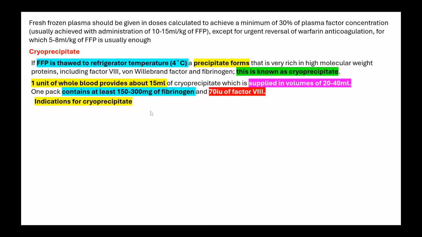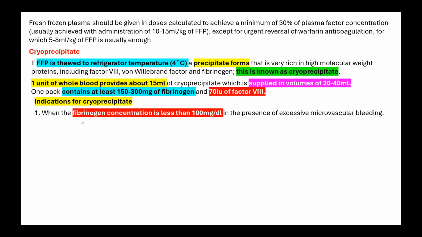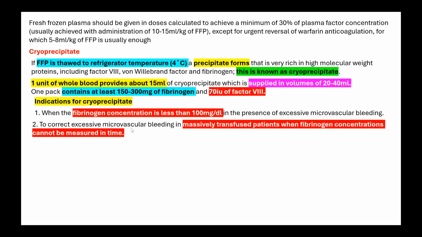And indications for cryoprecipitate are when fibrinogen concentration is less than 100 milligram per deciliter, or the presence of excessive microvascular bleeding, cryo is the choice. Or to correct excessive microvascular bleeding in a massively transfused patient when fibrinogen concentration cannot be measured in time. So a trauma patient coming with multiple injuries and bleeding heavily, and you give him blood. What is the definition of massive transfusion, Ranjini?